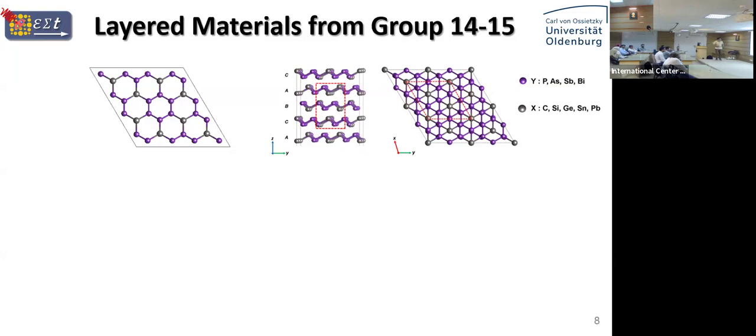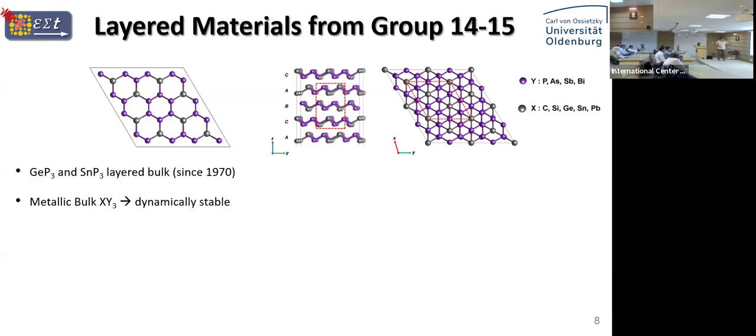And why did we study that? Because in 1970 there was a group that successfully synthesized these two materials, SnP3 and GeP3. So they are not hypothetical. They were synthesized in the lab, but nobody looked into them anymore. Everybody was running after graphene and MoS2, molybdenum disulfide, and so on. So in our group, we first started with this GeP3, and we saw if we could exfoliate monolayers from that.